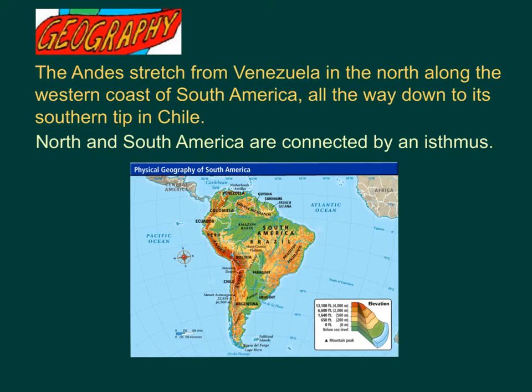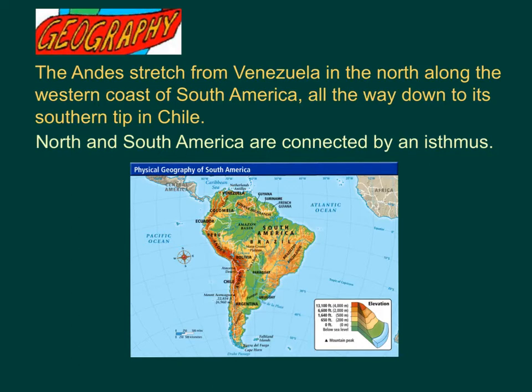First, we'll talk about the Andes Mountains, which is this mountain range right here. It's the longest mountain range in the world. It stretches almost the entire length of the western half of South America. So it starts up here in Venezuela, all the way down to the tip of Chile.